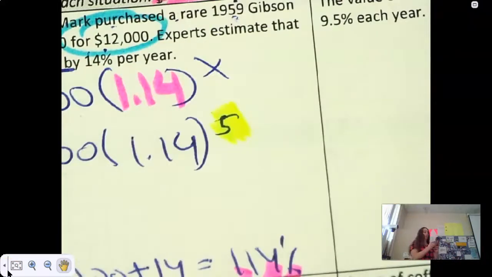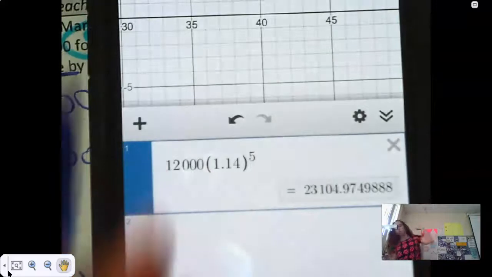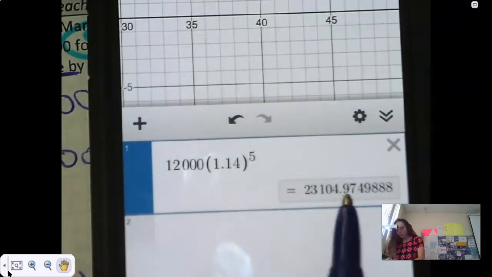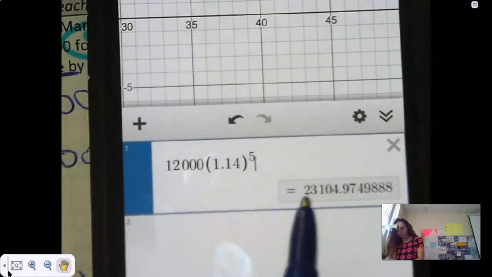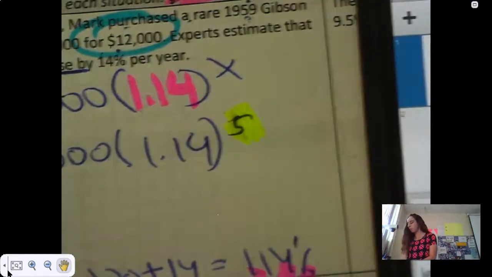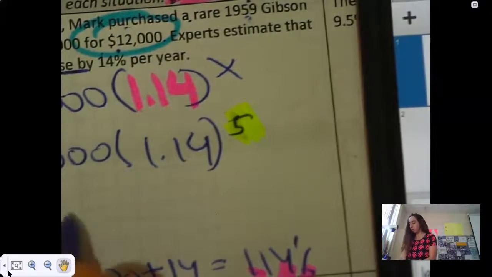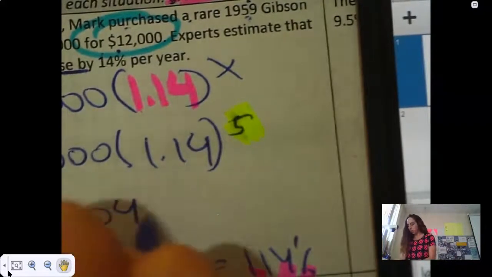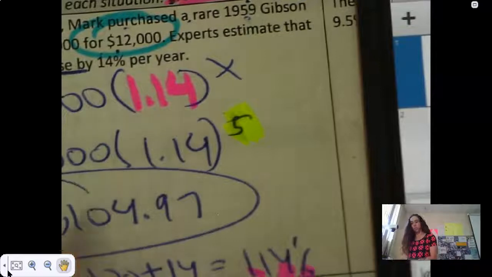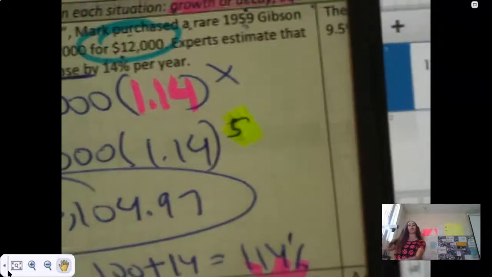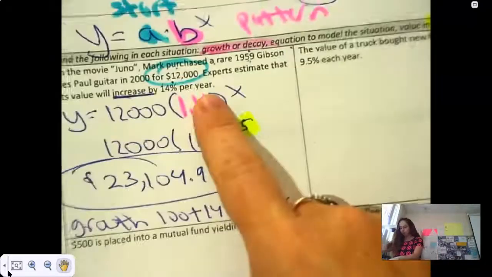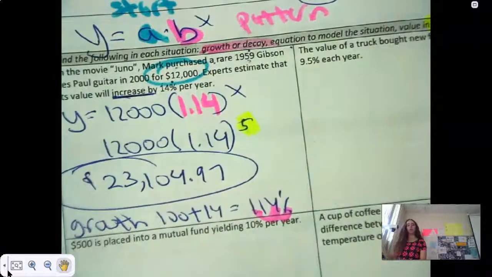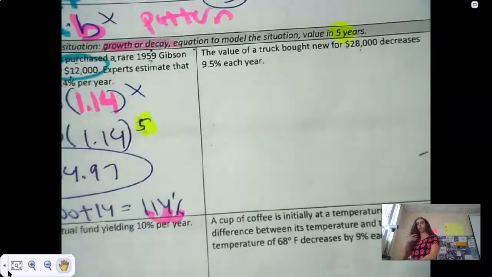So that's money. Let me change this here. Okay. So if I'm dealing with money, all of this represents my cents. So it's really 97 cents, 23,000. So that means after 5 years, if it increases at a rate of 14%, the guitar will be worth 23,104. Okay? Let's do one more and then you'll do the rest.